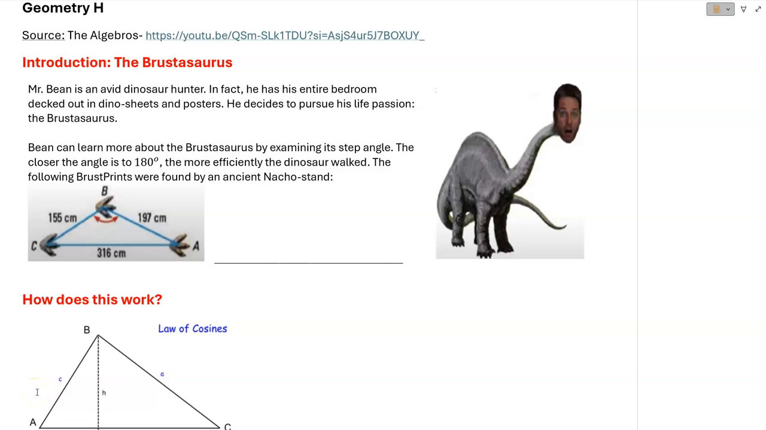Hello, geometry students. This is Mr. Fugay, and in this video, we are going to be talking about the law of cosines, an alternative to solve for missing sides and angles of an oblique triangle.